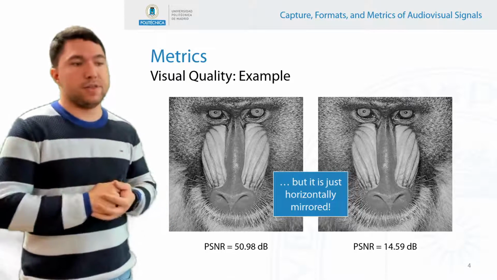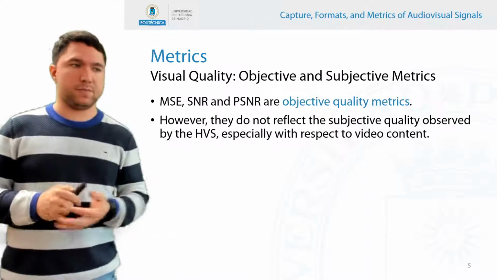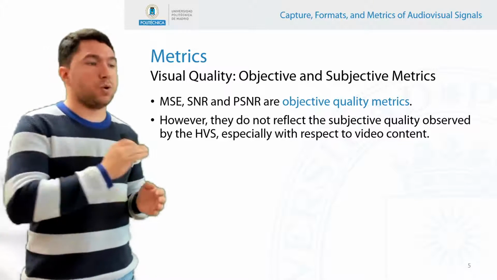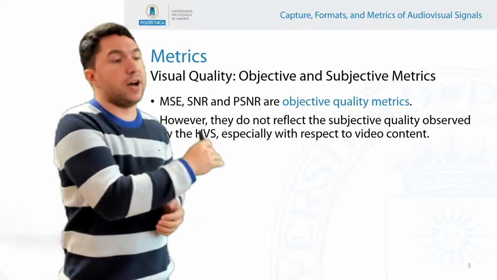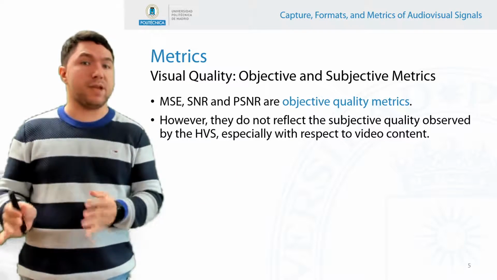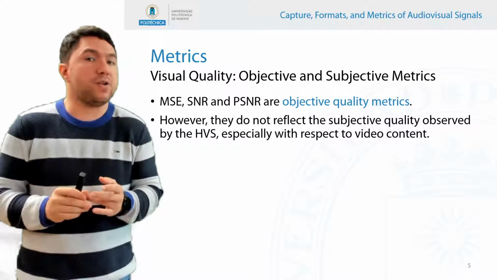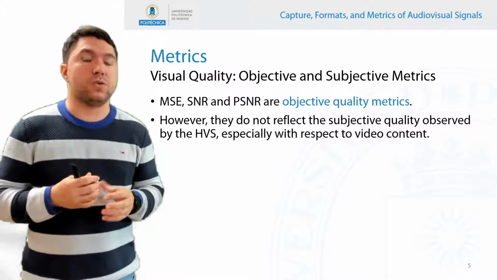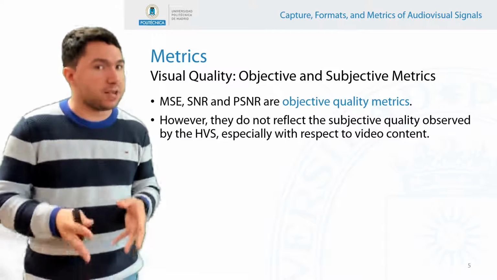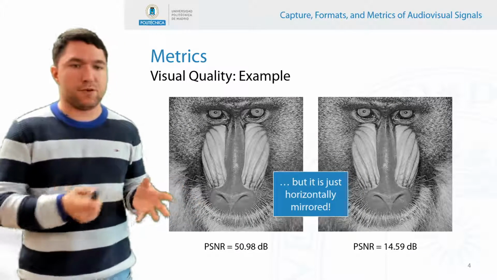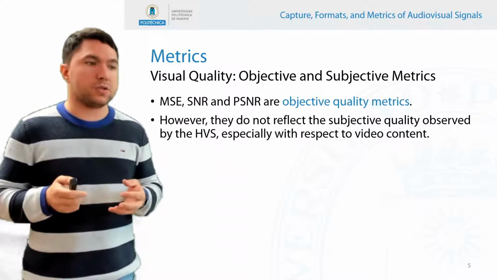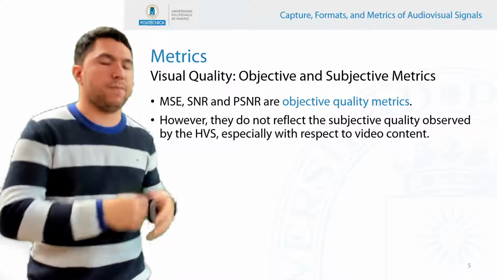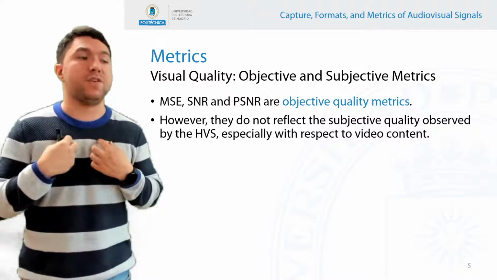Okay, as I said, this one is just horizontally mirrored. So these metrics, the mean square error, the SNR and the PSNR, are objective quality metrics because we are obtaining a value objectively. Sometimes we don't want to just focus on objective quality metrics, but, for instance in this case, we want to measure how good the picture or the video is for my human visual system.